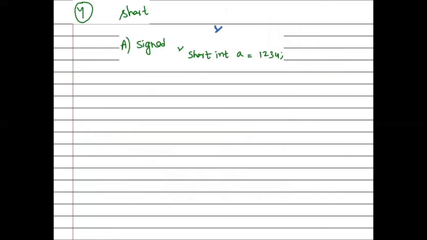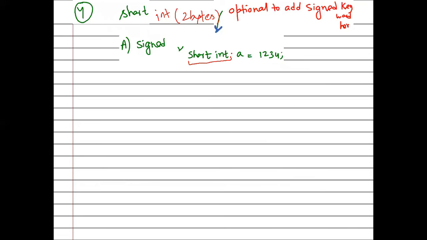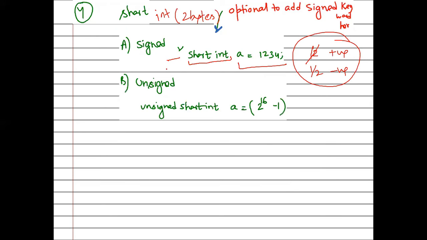So short is 2 bytes long, a 2 byte short integer. Okay, so in case of short integer, we have to write short integer. If we simply write short, it will consider it a signed type. It means half of the values will be assigned for positive values and half for negative values. If we don't want that, we write unsigned, so it would be unsigned short integer.